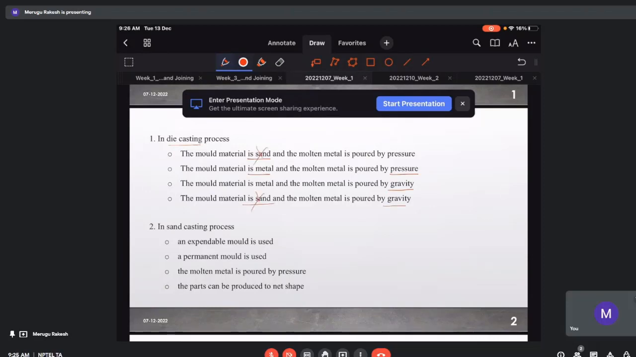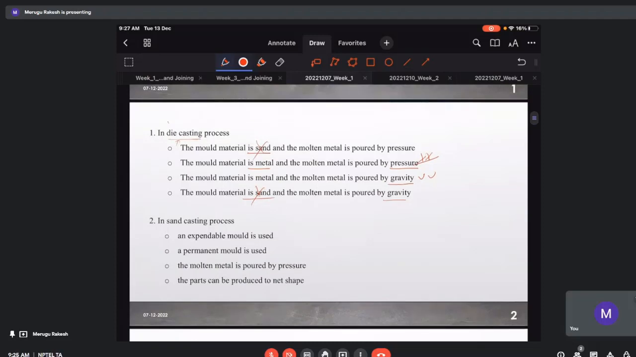Then when it comes to gravity and pressure, here he did not mention which type of casting. There is pressure die casting or simply gravity die casting. So if nothing is mentioned, we can go for gravity instead of pressure. That's the call you have to take. Both options are correct, but if you are using pressure, you have to mention pressure die casting. Otherwise, you can directly mention the casting process where you use gravity for filling the mold.